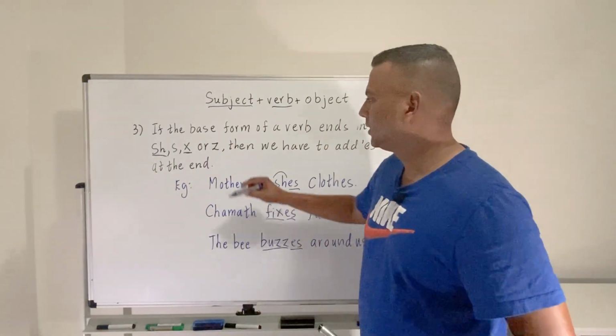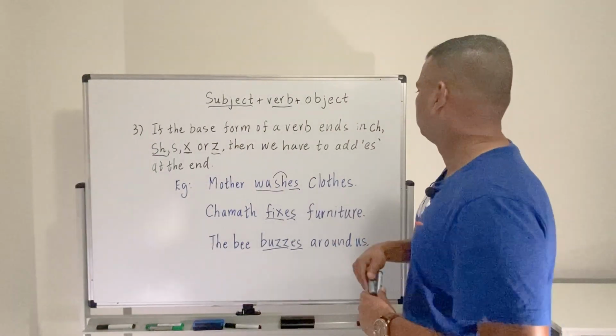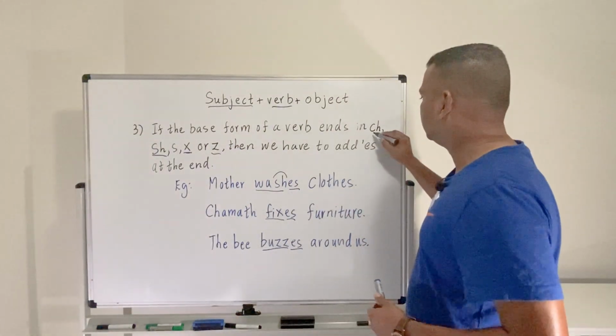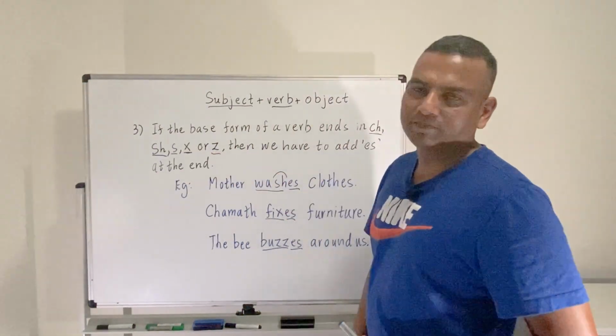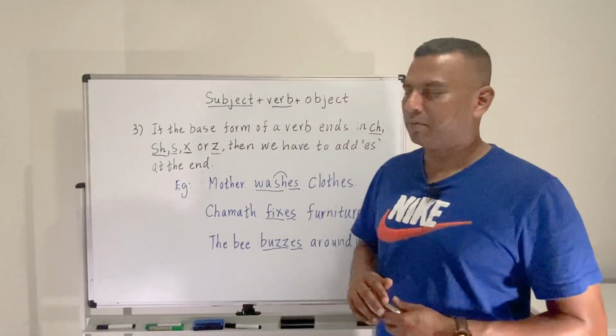So as you can see, Z is here. So likewise, I think you can find a base form of a verb that ends in ch and s, and you can work out for yourself. Okay, that is the challenge that I'm giving you.